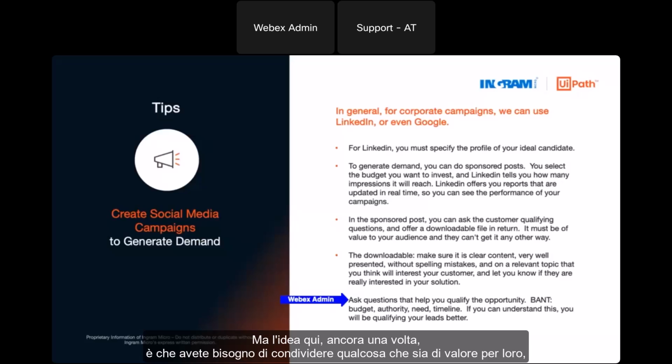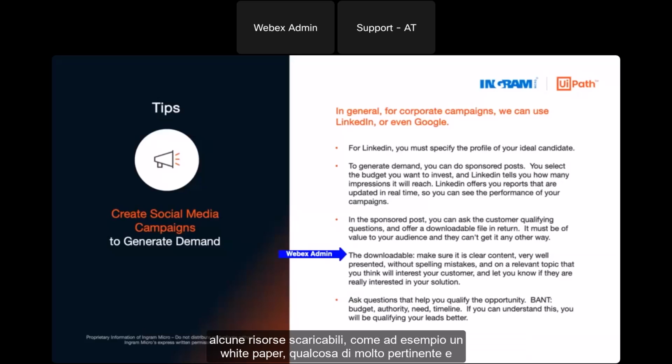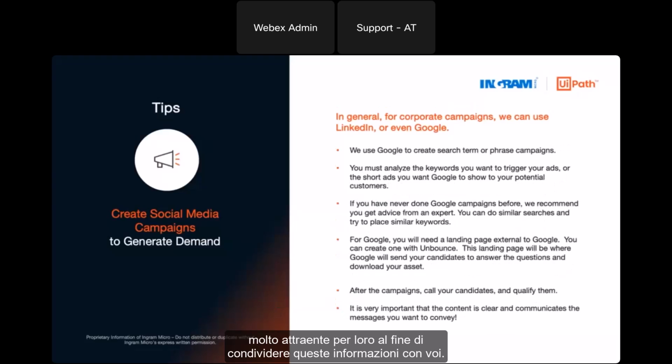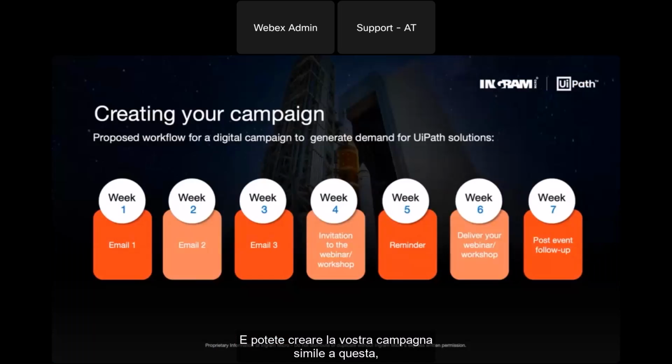But the idea here, once again, is that you need to share something that's value for them, right? Some downloadable asset, like for example, a white paper, right? Something that is very relevant and very appealing to them in order to share this information with you. And you can create your campaign looking something like this, involving all the different resources and the different materials.